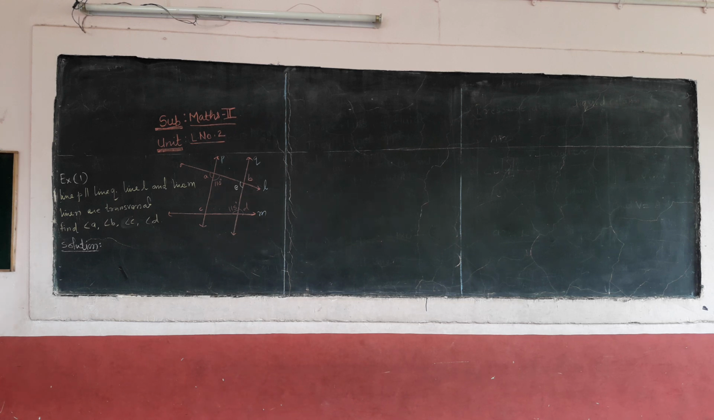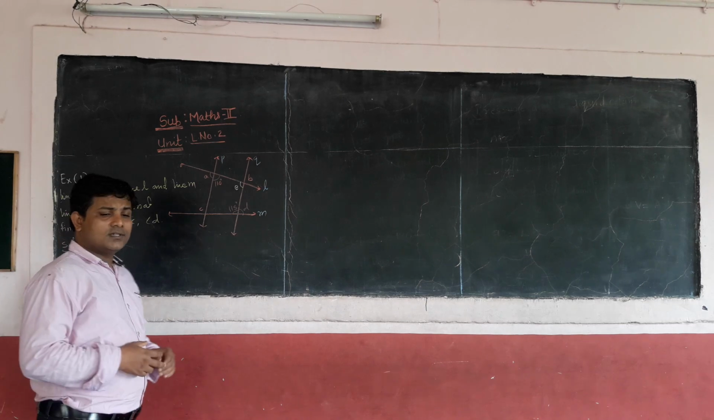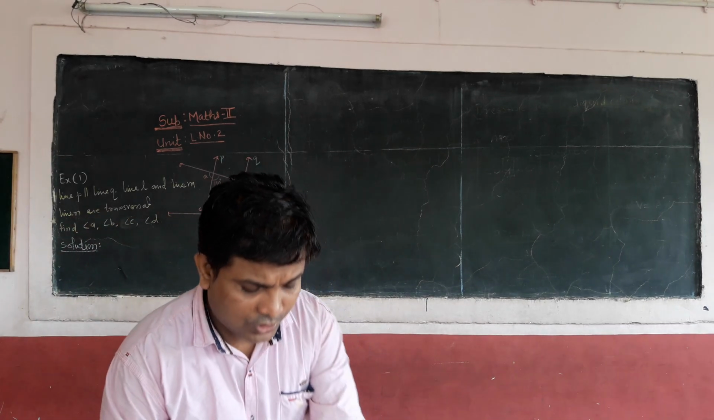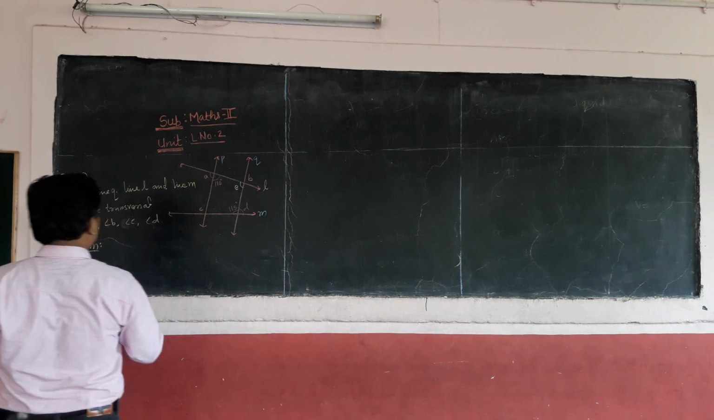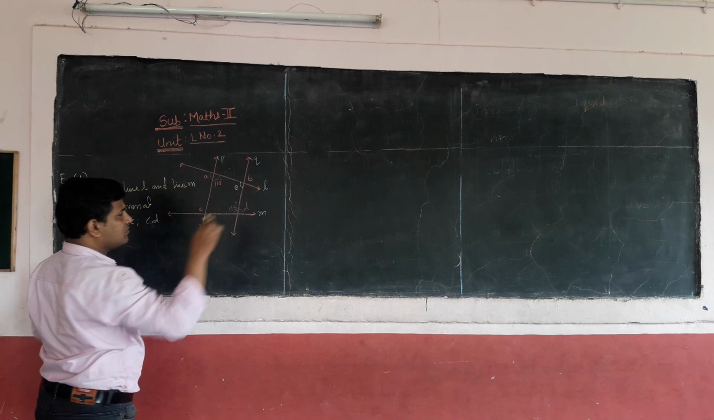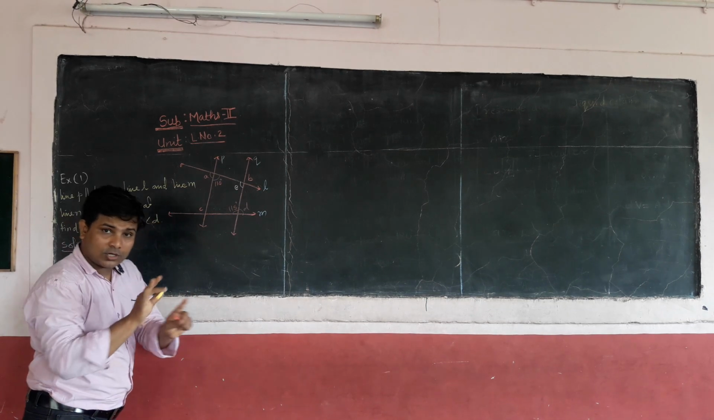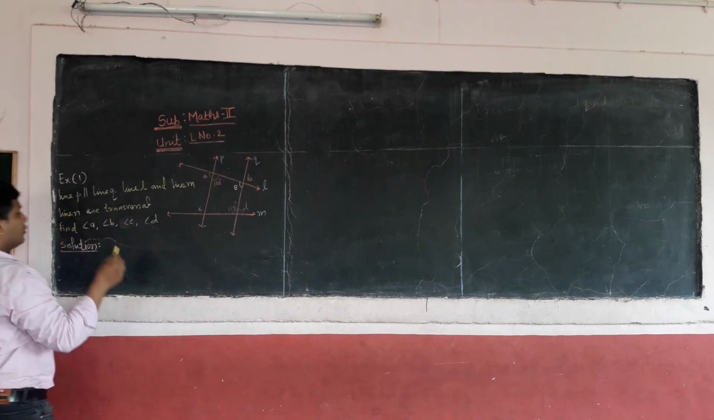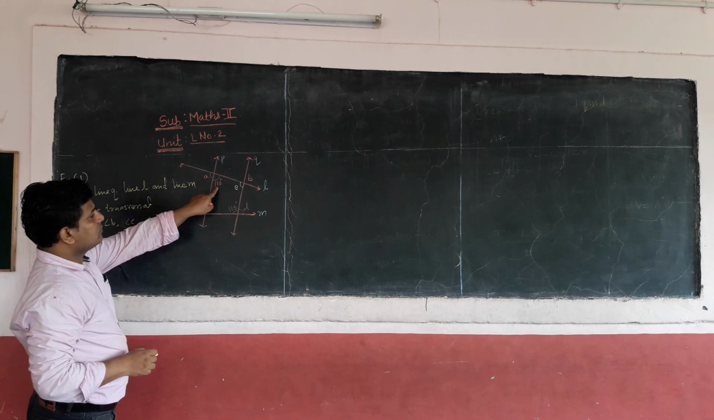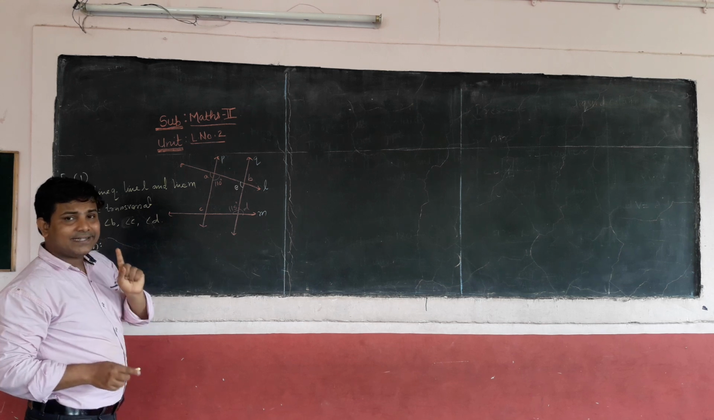Let us see an example based on this: alternate angles, corresponding angles and interior angles. One question is written on the board here. These two lines, line P and Q, are parallel and line L and M are transversals. Line L and M are not parallel. We are going to find the values of A, B, C and D. This angle is given as 110 degrees.